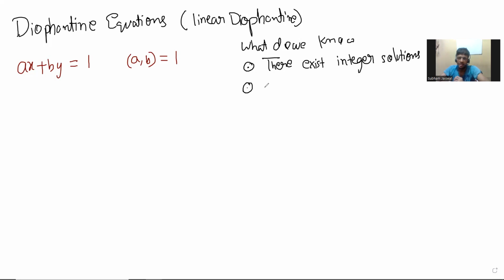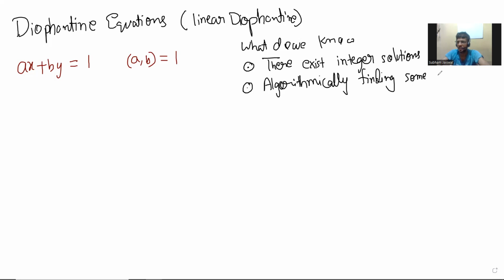Algorithmically finding solutions, and that also we know. Do we know? Anyone? Algorithmically finding some solution. And if some part of the screen gets blocked by something, just tell me, okay. Finding some solution. Do we know this? Yes, some method to find, solve, I will just say some solution. I'm not saying all solutions. Yes, so a method to solve for some solution. Do you guys agree?